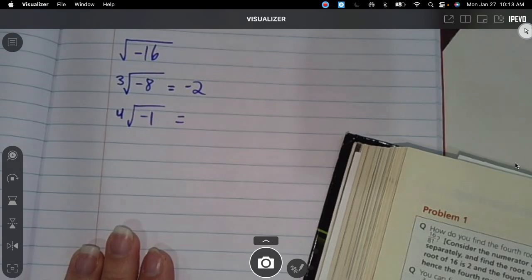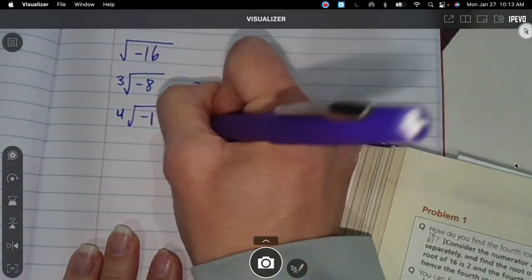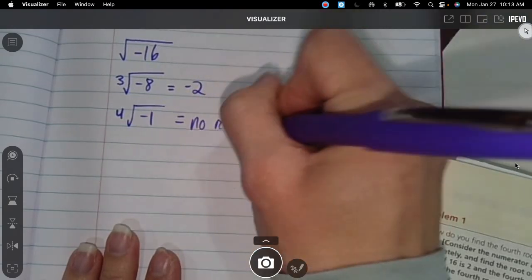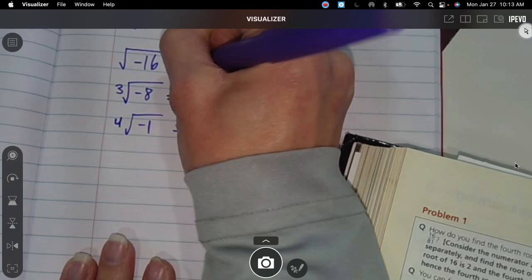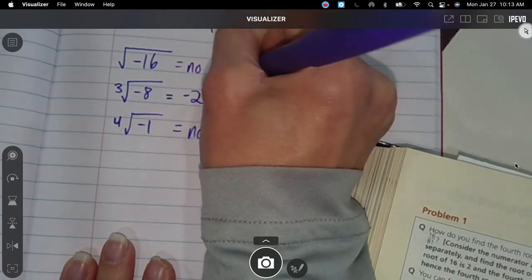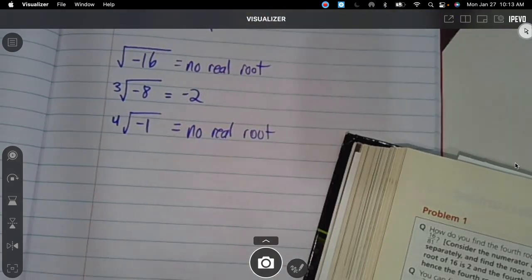Okay, like this one, the fourth root of negative 1. What do y'all know about that? Can you do that one? Can you take an, no real root. So there's an actual answer of no real root? Yeah, that was the answer to the negative 16 up here as well, no real root. No solution, because there's no answer for it. There's imaginary, but like I said, we're not doing imaginary.